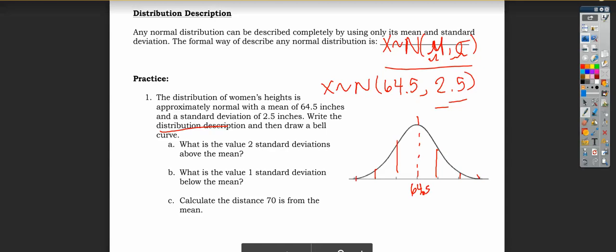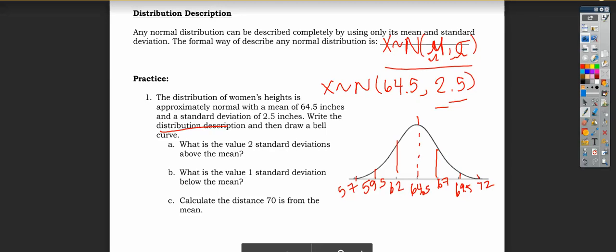So 64.5 plus 2.5 is 67. That was a little less terrible. 67 plus 2.5 is 69.5. 69.5 plus 2.5 is 72. And now if I work in the other direction and I subtract 2.5, 64.5 minus 2.5 is 62. 62 minus 2.5 is 59.5. And 59.5 minus 2.5 is 57.